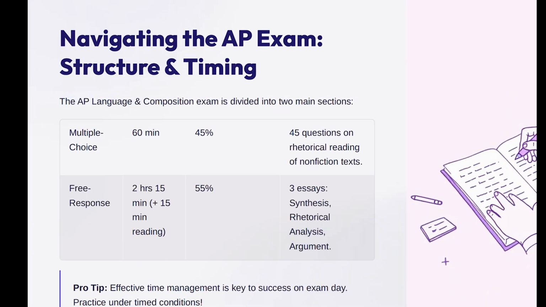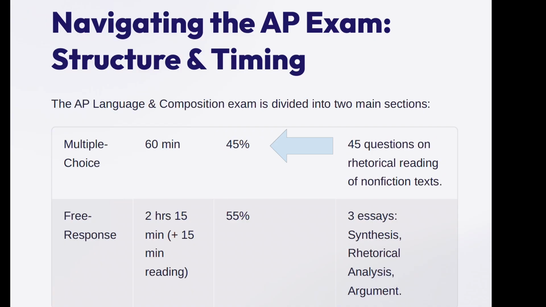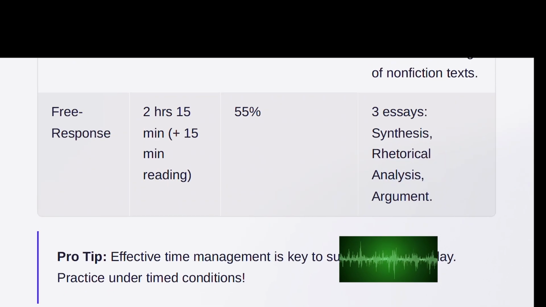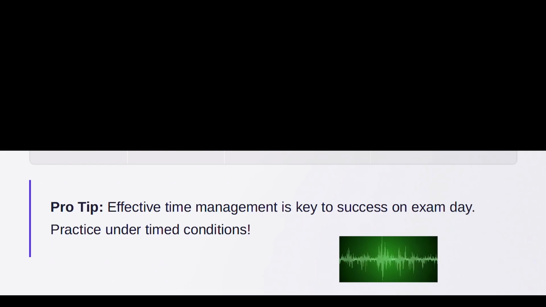So now let's talk about the exam itself. The AP Language and Composition exam is divided into 2 main sections. Multiple choice section, where you have about 60 minutes to answer 45 questions, and it's worth 45% of the grade. The free response section, which here we're basically talking about the essays, that it's about 2 hours and 15 minutes. You're going to have 3 types of essays, and that counts for 55% of the grade. Effective time management is key to success on exam day.